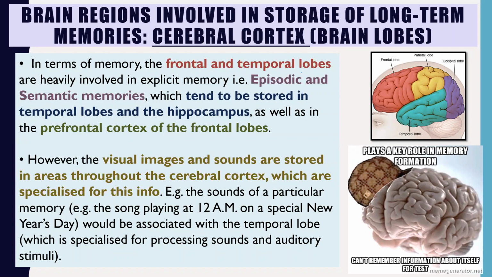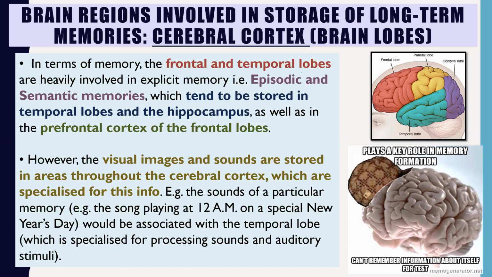I can't even think of an example. What music was playing at your 18th birthday party or something like that? Or what was the last song that played before the party ended? You should be able to remember that because the sounds of that memory should be stored in your temporal lobe, which contains our primary auditory cortex. Okay, that's all you really need to know about the cerebral cortex and its role in memory.